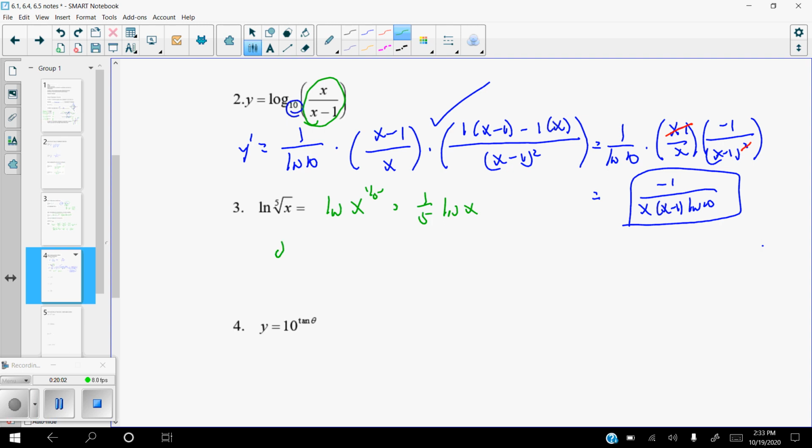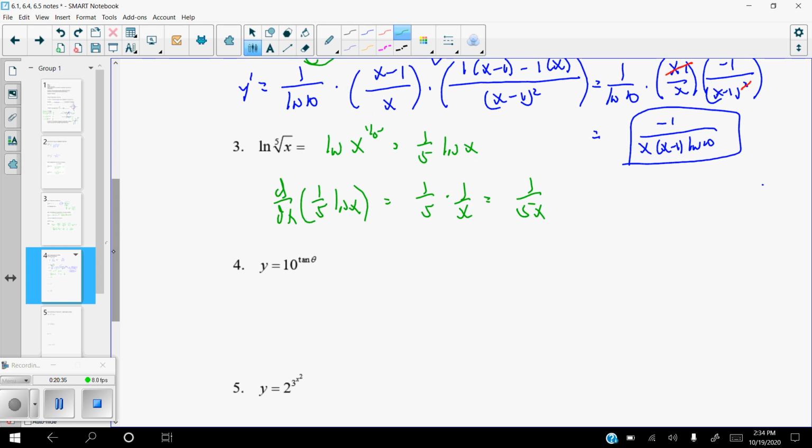So the derivative of 1/5 the natural log of x, remember that 1/5 is a coefficient, just stays there. Derivative of natural log of x now is 1 over x. So this is 1 over 5 times 1 over x, or 1 over 5x. Okay, again, you could have done it the other way: 1 over the 5th root of x times the derivative of 5th root of x. Believe it or not, it does simplify to this. It's just a lot messier. Okay?